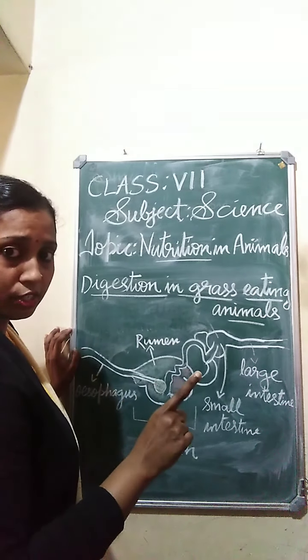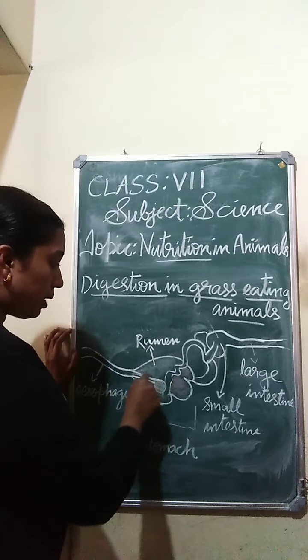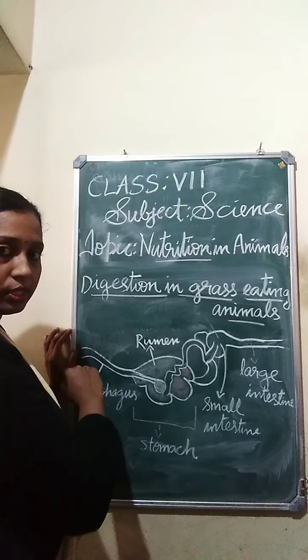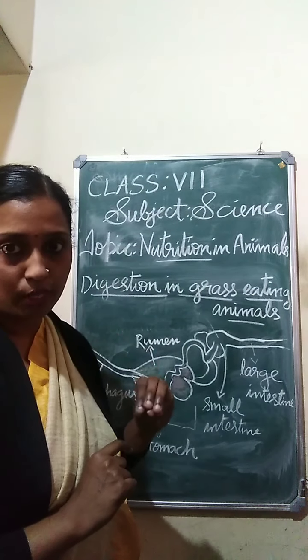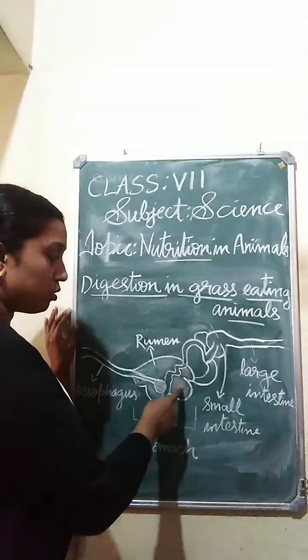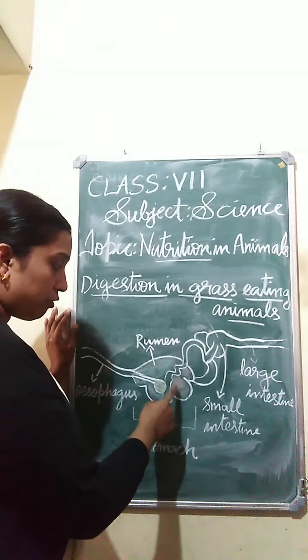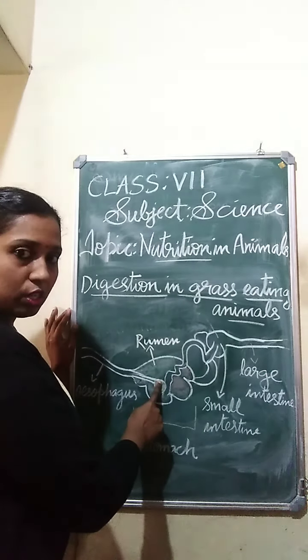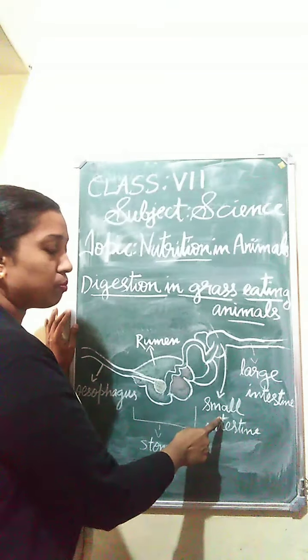That partially digested food is called cud. After some time, this cud goes back to the mouth itself. The animals will chew for some time. Again, it comes back to the rumen itself. Then it goes to the second chamber of the stomach. After that, third chamber, then to the fourth chamber, and finally it goes to the small intestine.